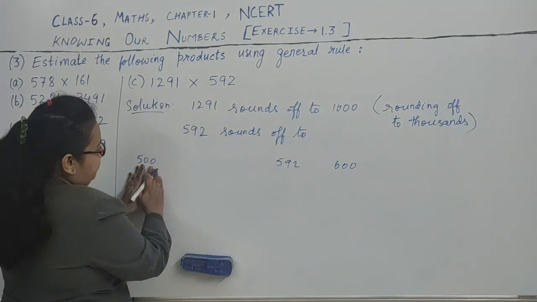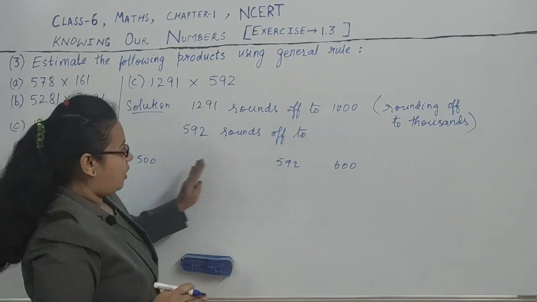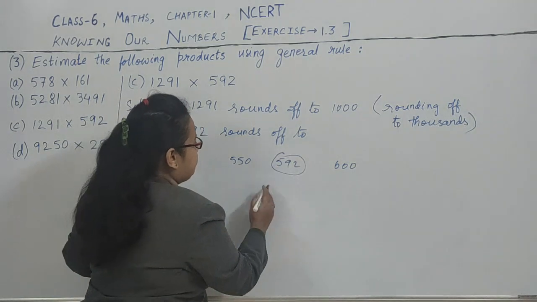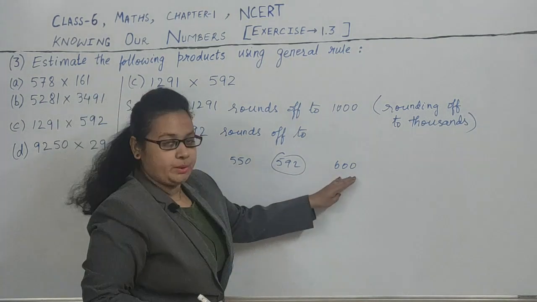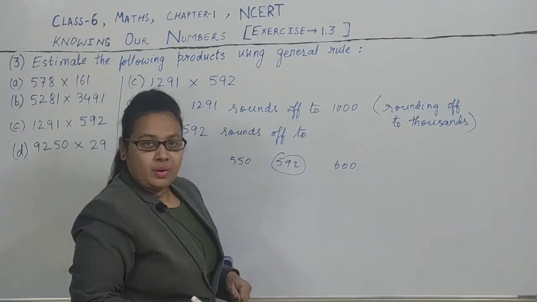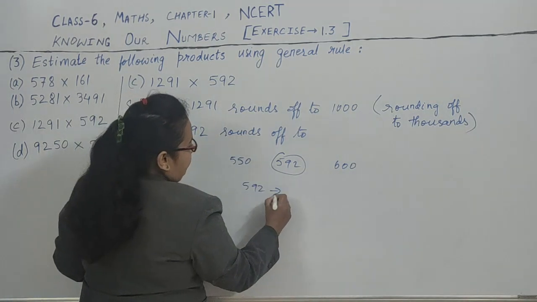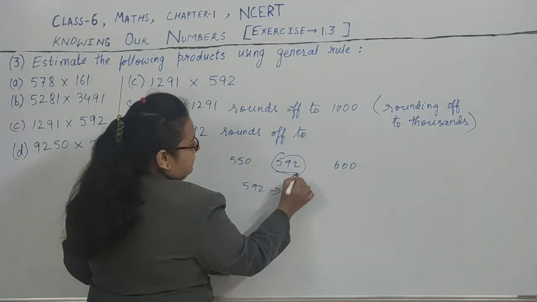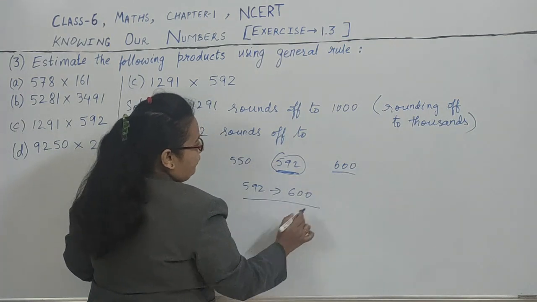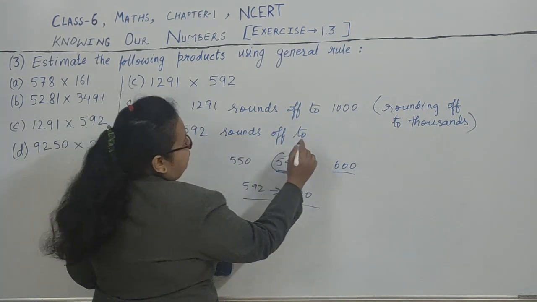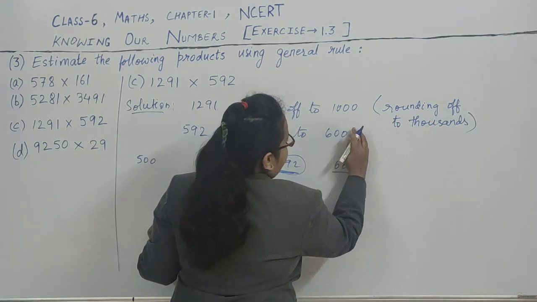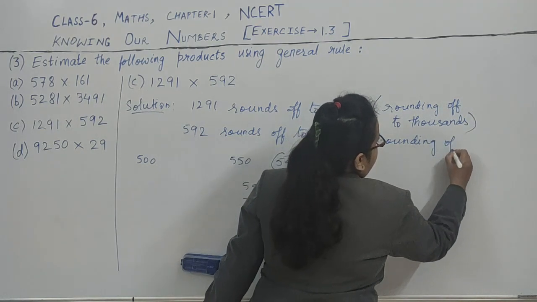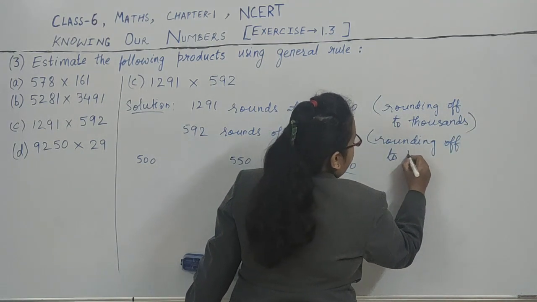Okay, and the middle number, the number which is just the middle of 500 and 600, is 550. And this number is more than the middle number and it is closer to 600. So this number will be rounded off to 600. Okay, so 592 will be rounded off to 600 because it is closer to this. It is greater than the middle number and very close to 600. So 592 rounds off to 600, rounding off to hundreds.